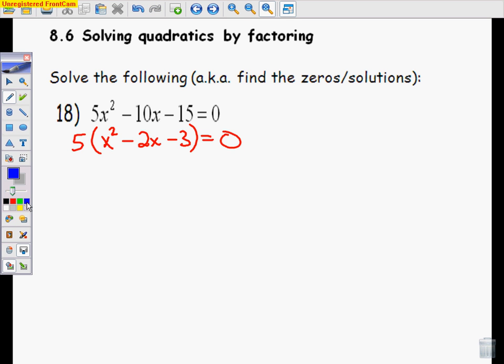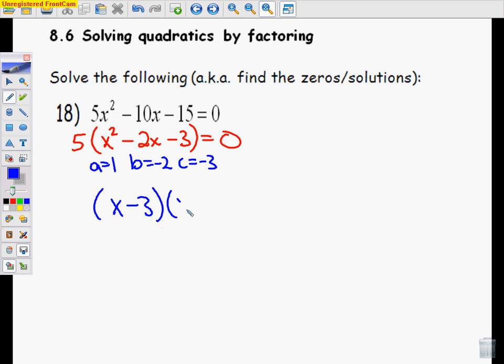All right, now that you have factored out a GCF, we know that a is 1, b is negative 2, and c is negative 3. Once again, because a is 1, we can find out what multiplies to c and adds to b. And the values that multiply to negative 3 and add to negative 2 are negative 3 and positive 1.